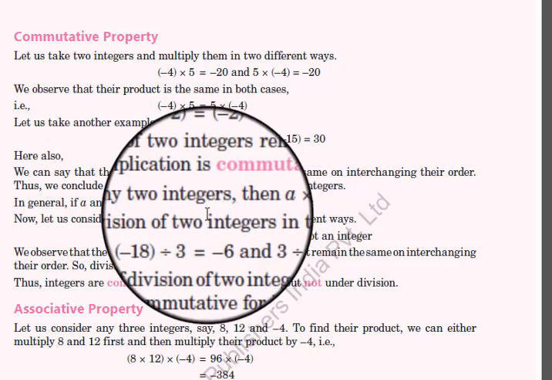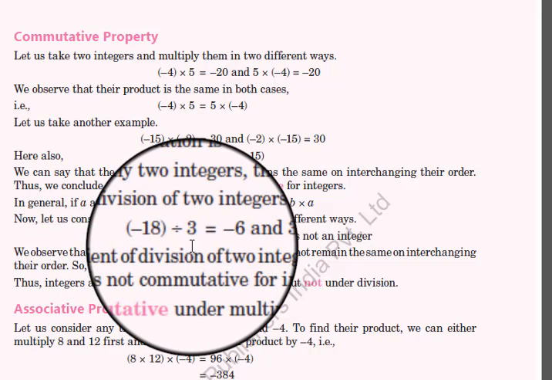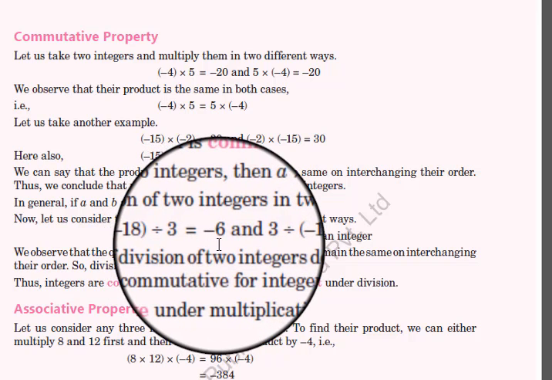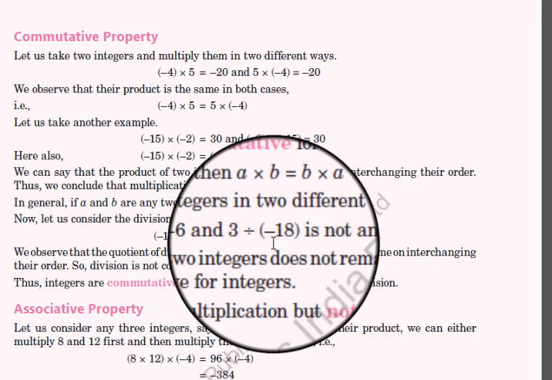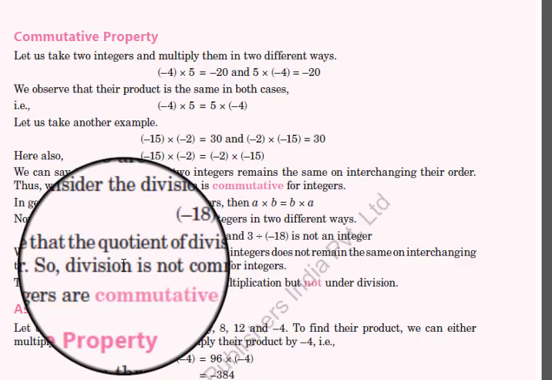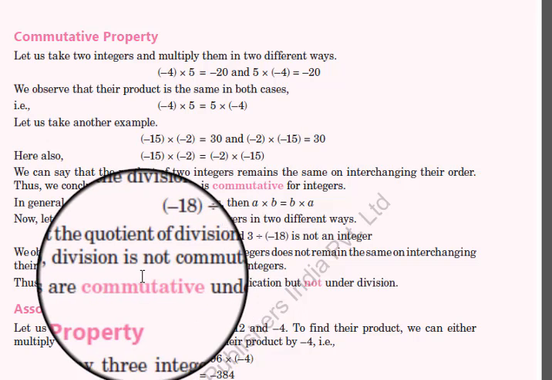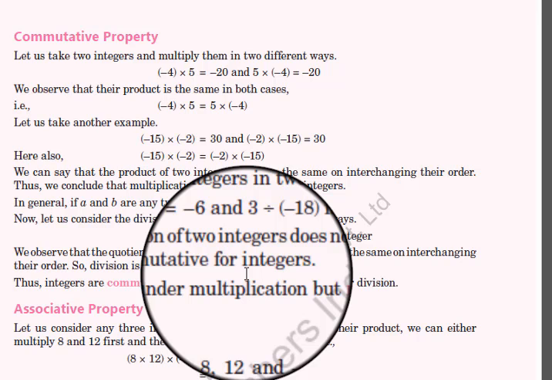Now let us take the division case. Minus 18 divided by 3, the result comes out to be minus 6. But if you divide 3 divided by minus 18, which is not an integer, that means it comes out in terms of a fraction. That is 3 upon minus 18, which on cancelling comes out to be minus 1 by 6, which is a rational number which you are going to study in 8th standard. So we observe that the quotient of division of two integers does not remain the same on interchanging the order. So division is not commutative for integers.